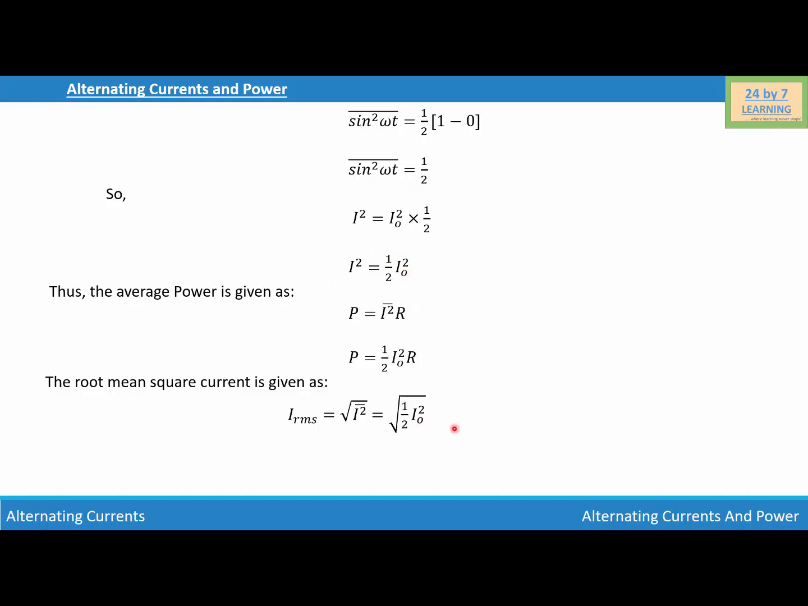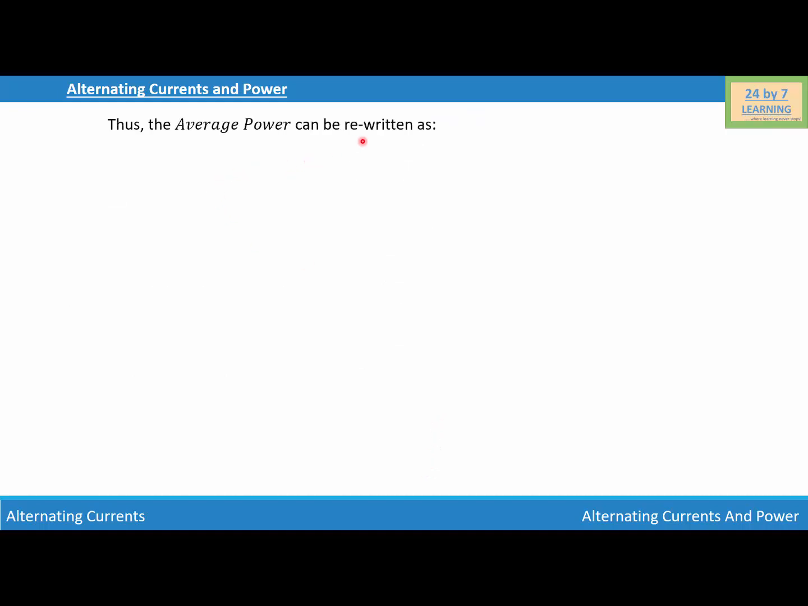Now if we simplify further, we will get I_RMS = I₀/√2, and if we simplify this term right here, we will get 0.707 I₀. Now the average power can be rewritten as P = 1/2 I₀² R, and we know that 1/2 I₀² is basically I_RMS². So if we substitute the value, we will get P = I_RMS² times R.